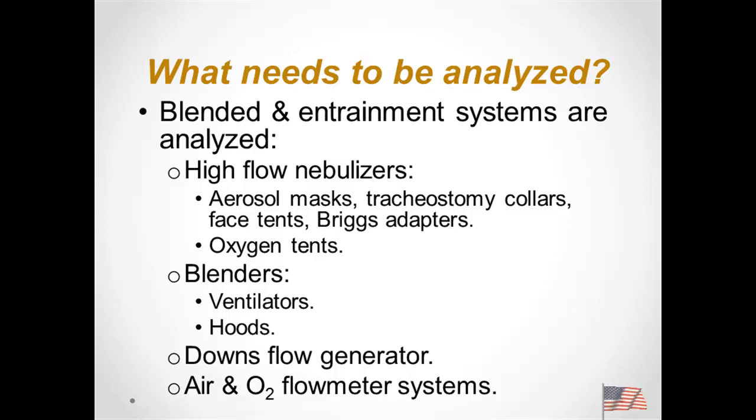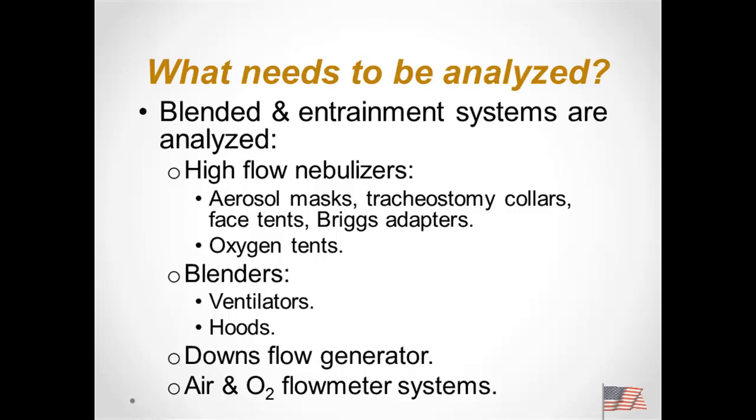So it could be the blended or entrained systems, like we talked about, the aerosol nebulizers that are attached to either aerosol masks, tray collars, etc. If you are using an oxygen tent, I don't know what planet you're on, but then yeah, you would need to analyze that also. Anything that has a built-in blender that we would use, both ventilators as well as hoods. The down flow generator and our air to O2 blending system where we're using 2 flow meters.